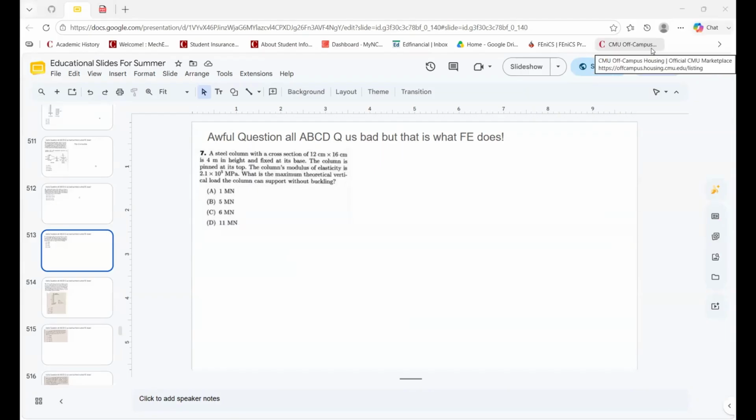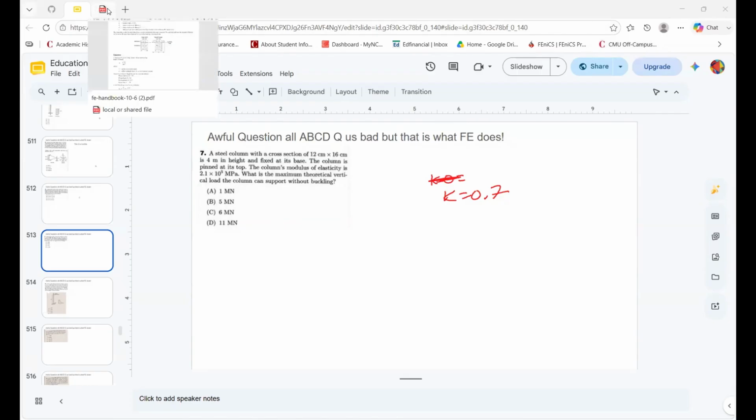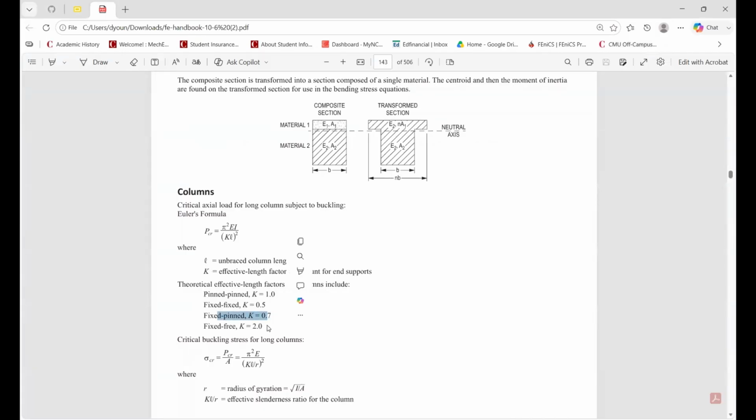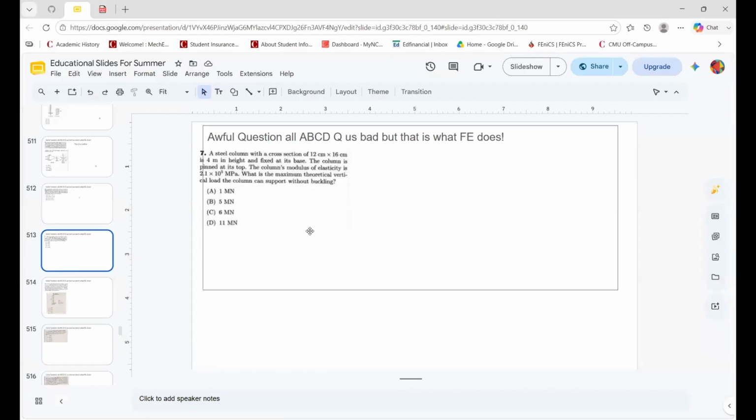A steel column with a cross section of 12 by 16 is 4 meters in height and fixed at its base, the column is pinned at the top, so that already gives me that K equals 0.7. And if you don't remember that, you should just go over here and realize 0.7. I only know it because I did this question multiple times before.